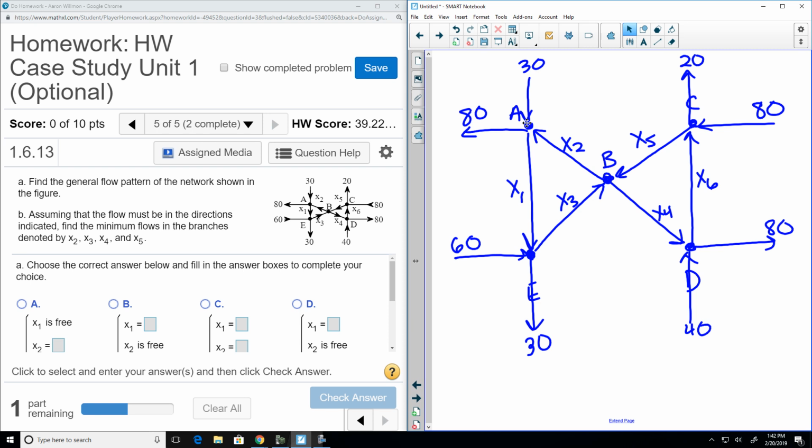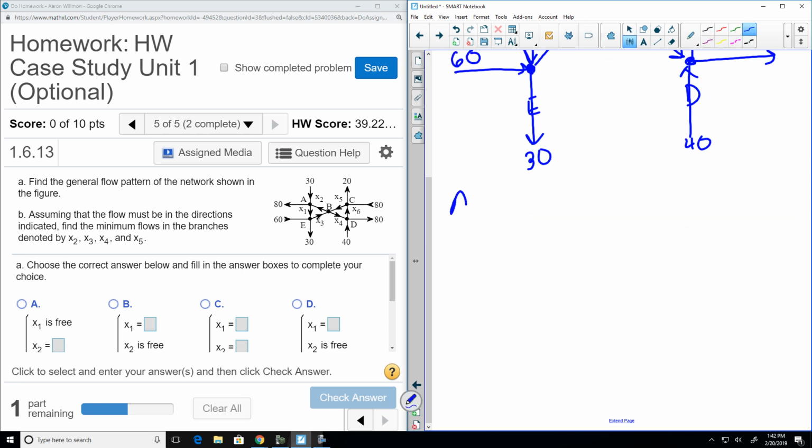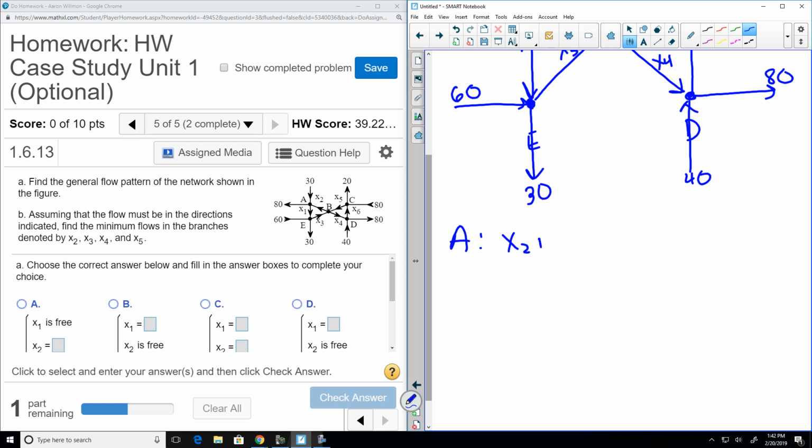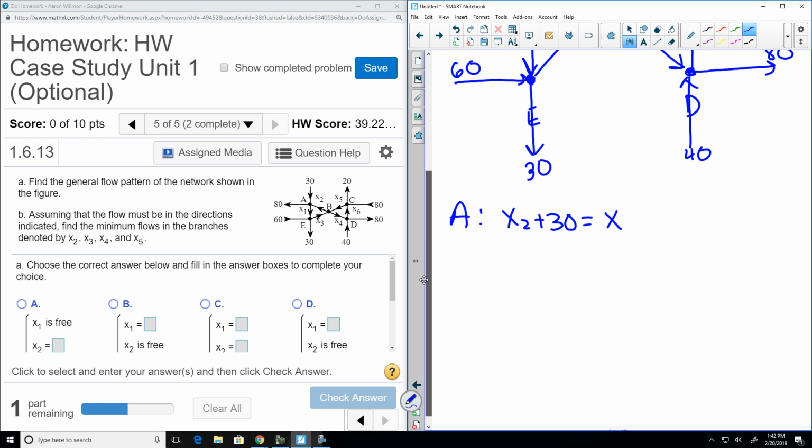So for intersection A, going in is x2 and 30, and coming out is x1 and 80. Does everybody see that? So that means x2 plus 30 has to equal x1 plus 80. That's our equation. It doesn't matter what side you put those on.